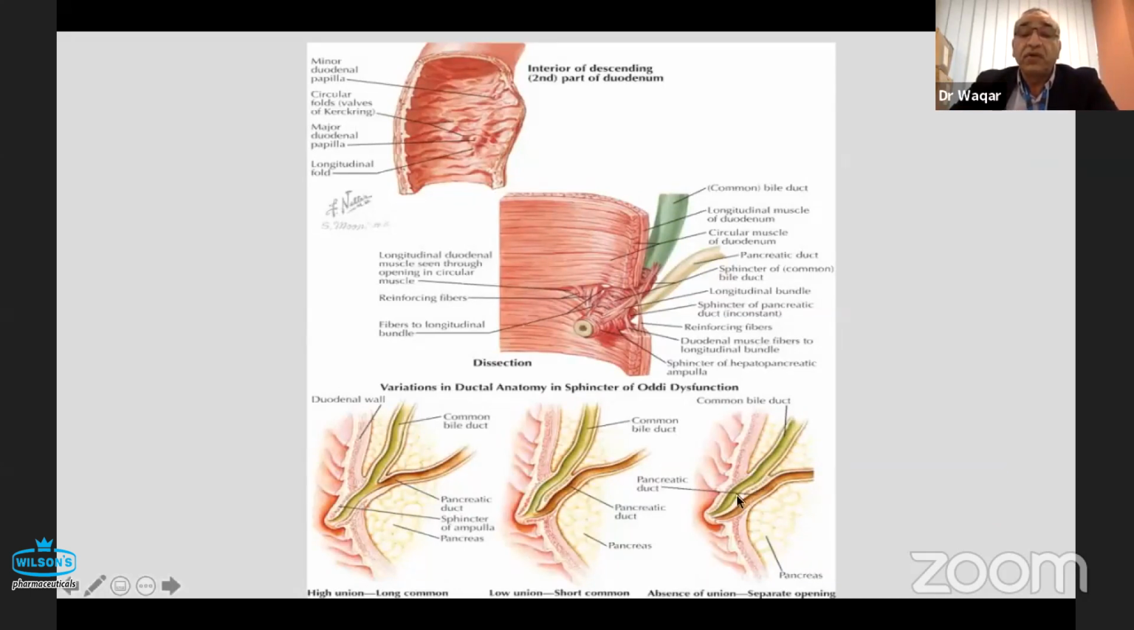this is the one where it's opening independently by two separate orifices into the duodenum. This is where they are running together in the ampulla, separated by a septum and opening right at the tip commonly. And then this is where it opens into an ampulla of Vater as a common chamber. In the majority of the cases, about 70% of the cases, they open into a common chamber.